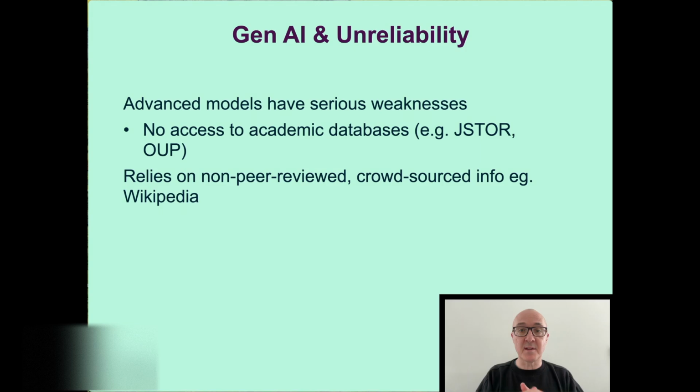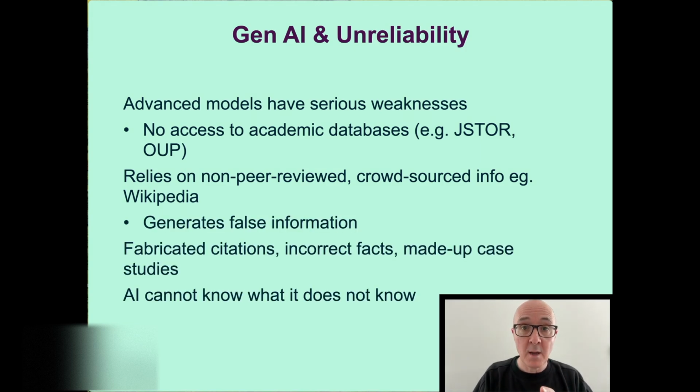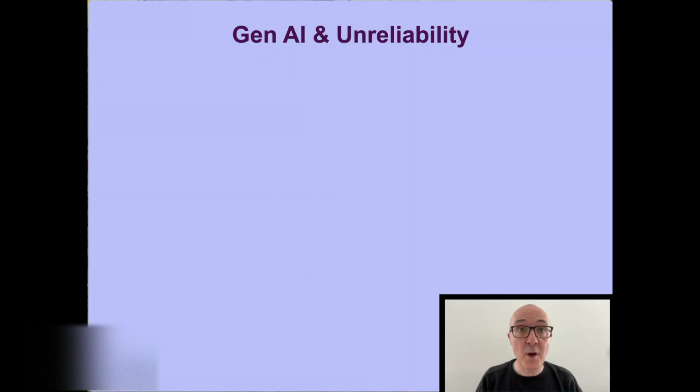Large language models still generate false information. For example, fabricated references. They invent references, as you've probably seen for yourself already. They create incorrect citations. They make up case studies. Your AI tool cannot know what it doesn't know. When was the last time your ChatGPT said to you, I don't know? So there's a lot of false reasoning.